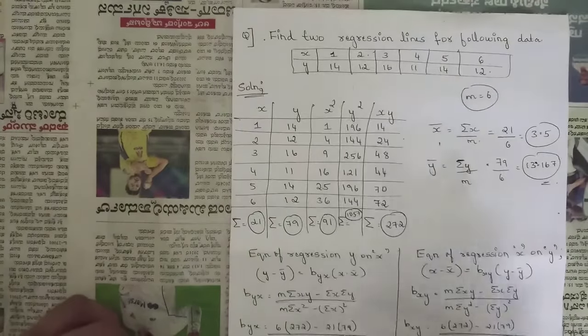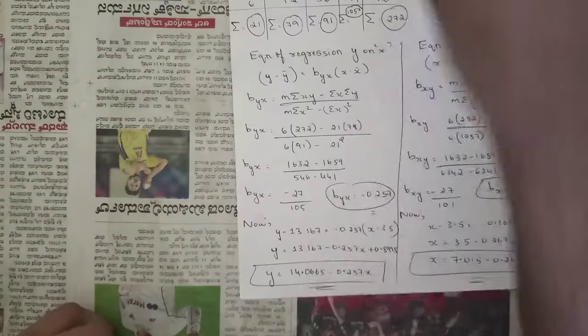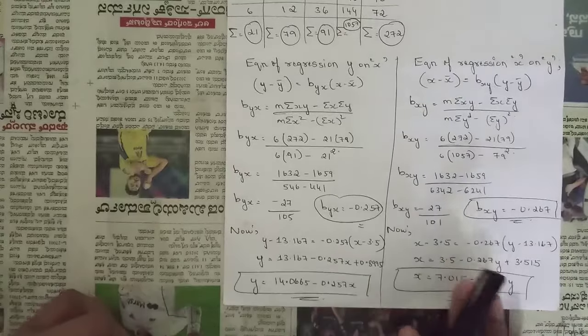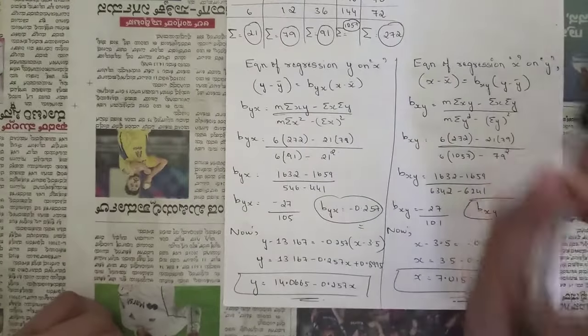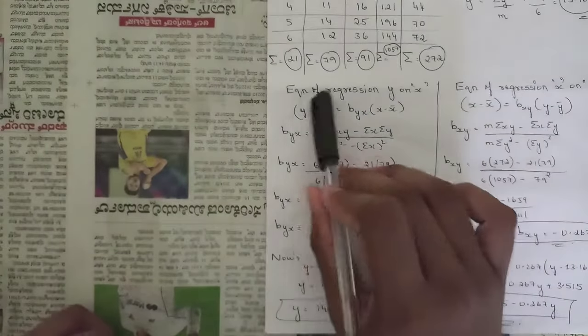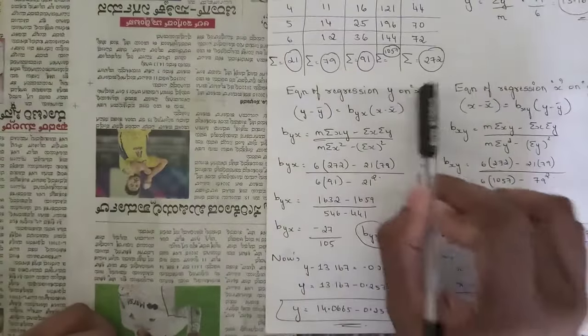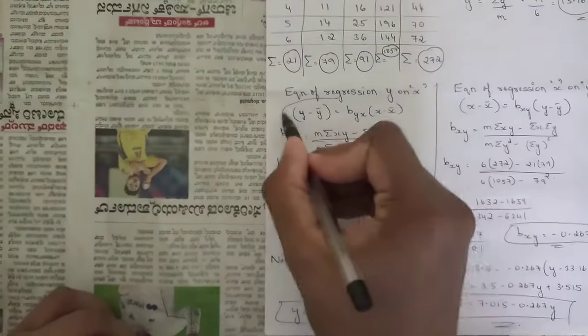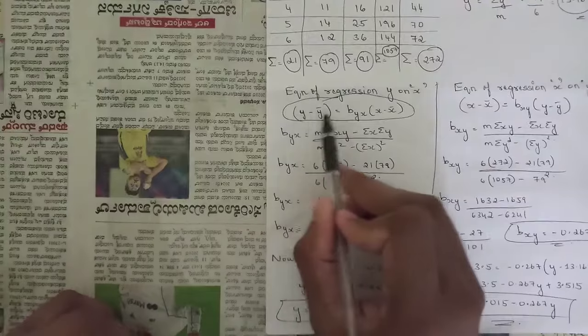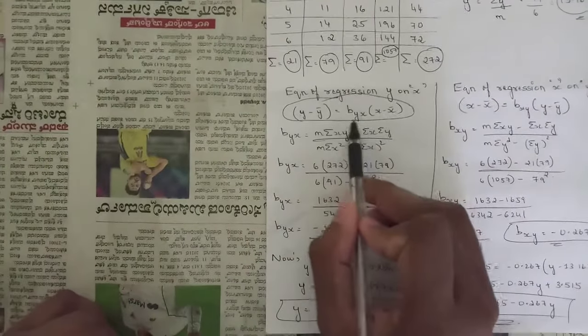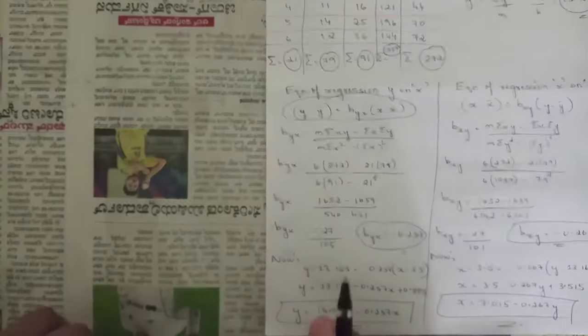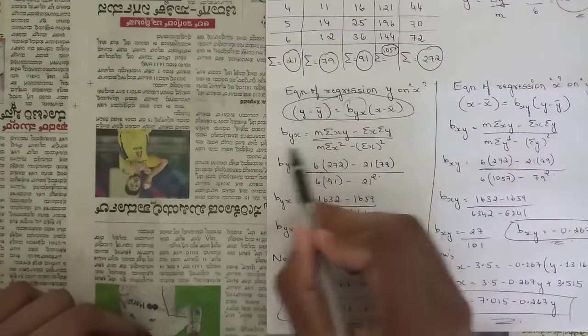They have given to find two regression lines. So we have only two regression lines in general, that is one for y on x and x on y. Okay, so to find the equation of regression y on x, this is our general formula, that is y minus y bar is equal to b suffix yx into x minus x bar. So first we need to find b yx.